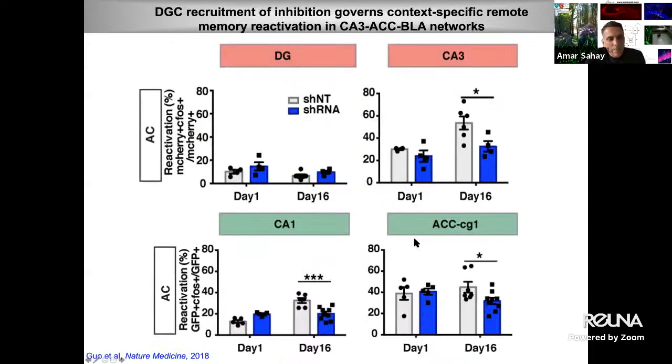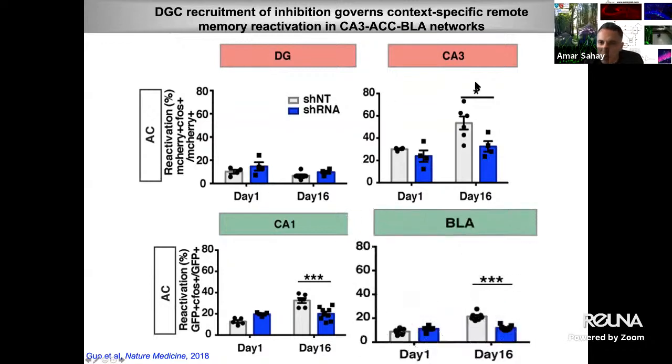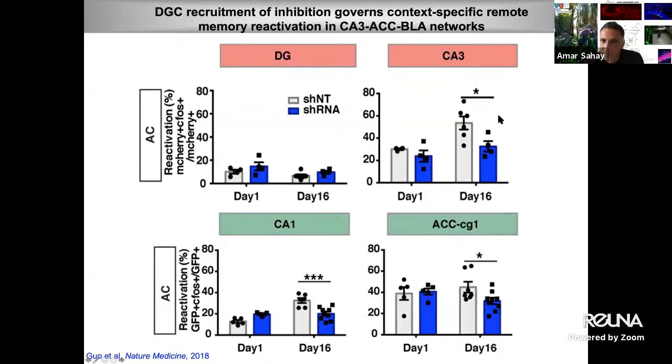What Nanan found was that if you look over here, in CA3, CA1, and to our surprise in the anterior cingulate cortex, in the animals in which we had increased feed-forward inhibition in the dentate gyrus CA3 circuit, we reduced or decreased the reactivation of the ensemble of context A when the animals were placed in context C at day 16.